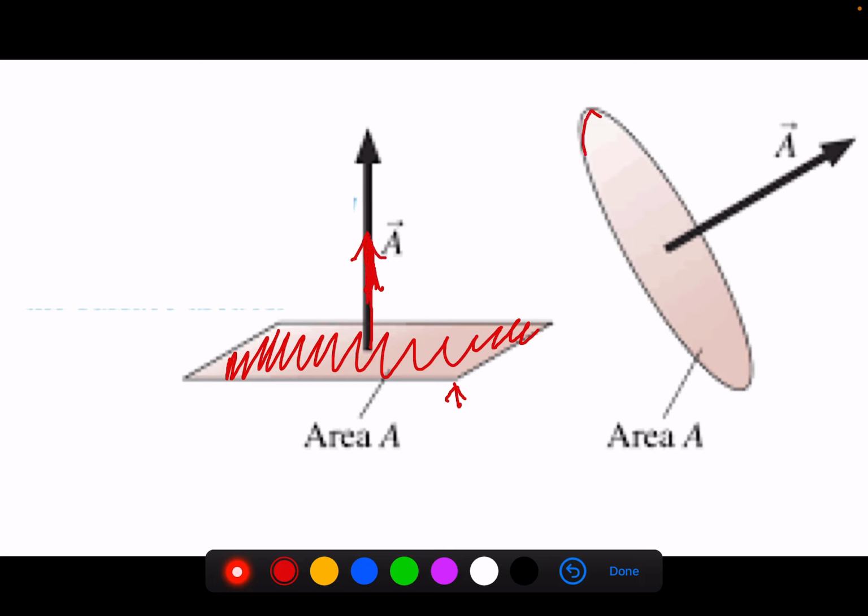Here we have an area that is on an angle. You'd calculate your area, you'd do pi r squared, and then the direction would be a 90-degree angle to however this circle is tilted. All right, so your area vector points perpendicular.